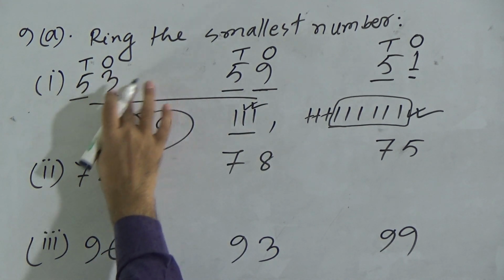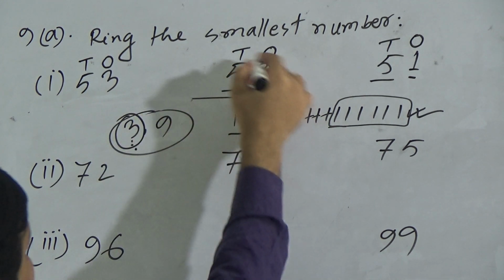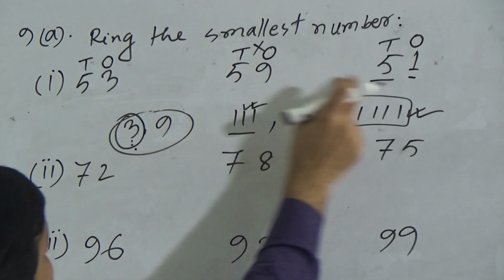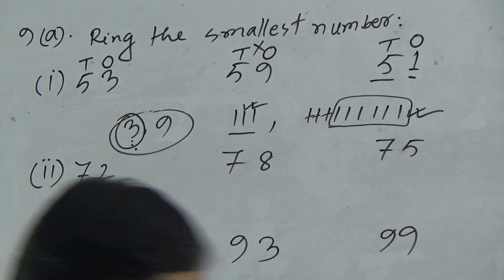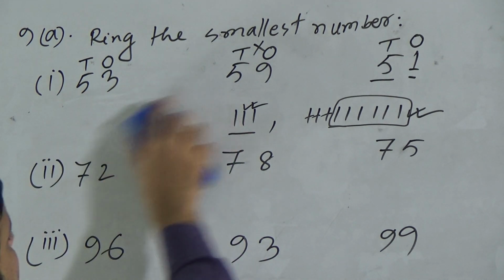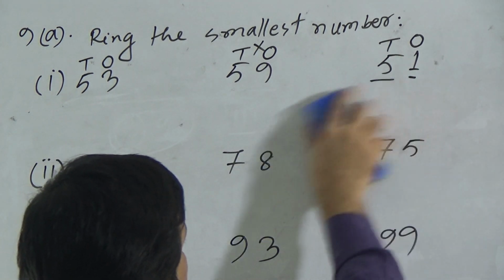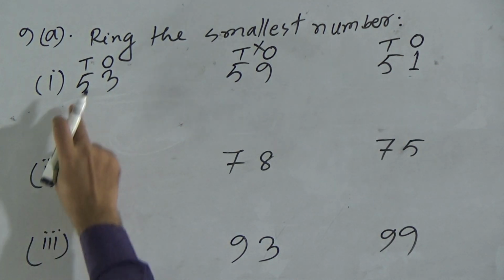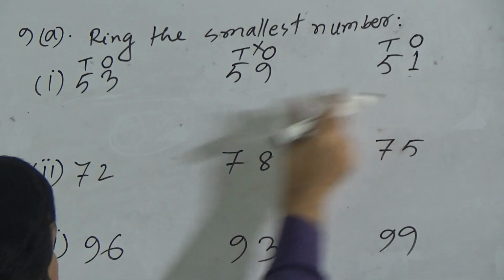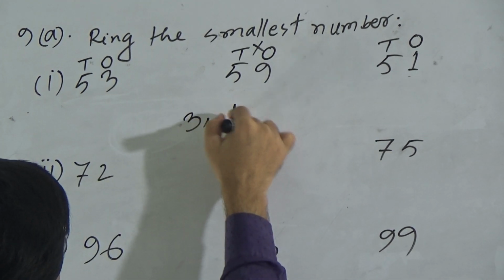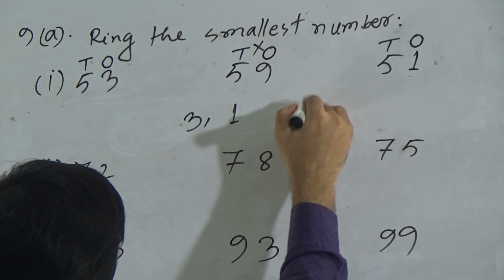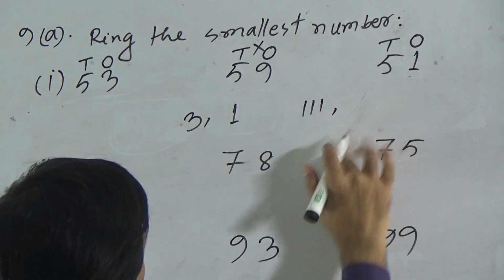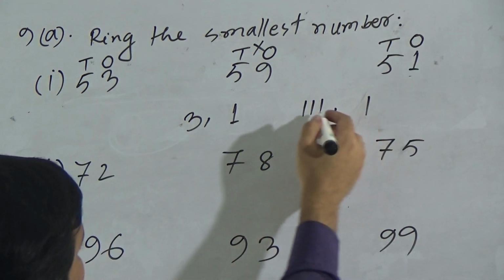53 is smaller. So, we can say the other number is not the smallest number. Now, we have to compare 53 and 51. To compare 53 and 51, here also the 10's places are the same. In both the numbers, the 10's place is 5, so we have to compare only the 1's place, 3 and 1. Dear students, 3 means suppose 3 sticks and 1 means 1 stick.